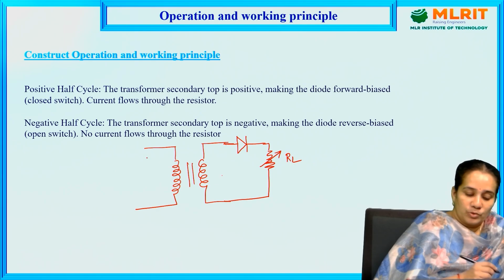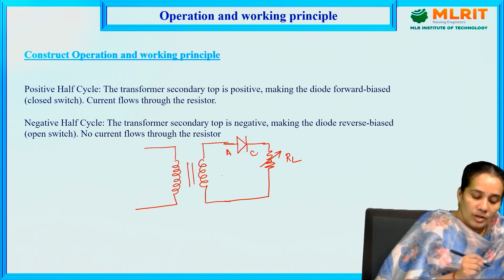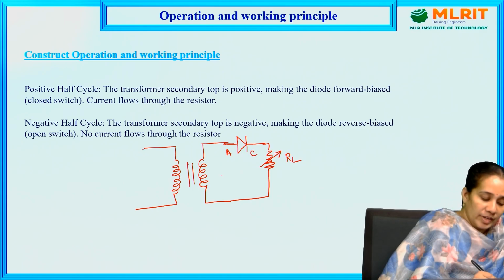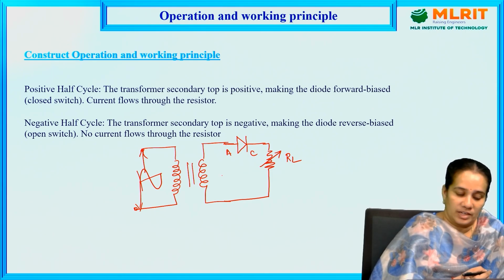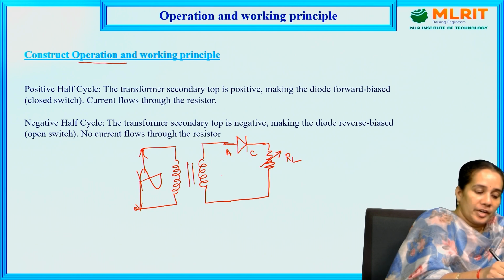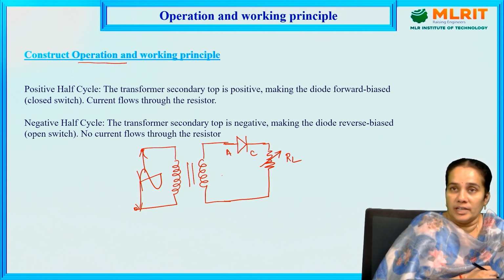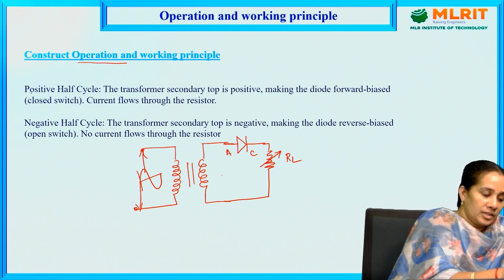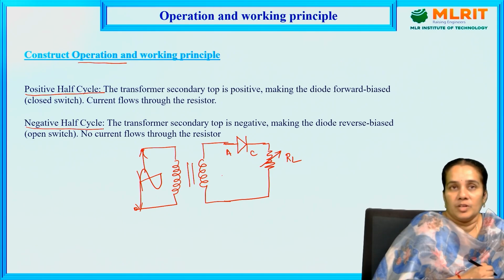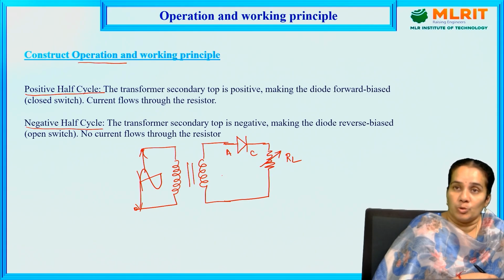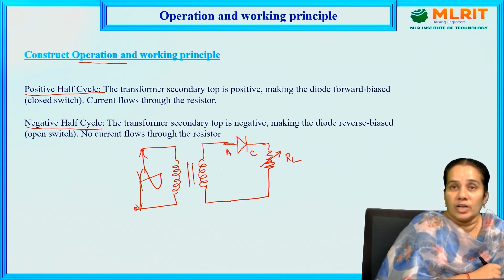So what is the input for the transformer? We are giving an AC signal. The AC signal contains both a positive half cycle and a negative half cycle. So the operation can be operated in two modes. How many modes? Two modes. What are the two modes? Positive half cycle mode and negative half cycle mode.